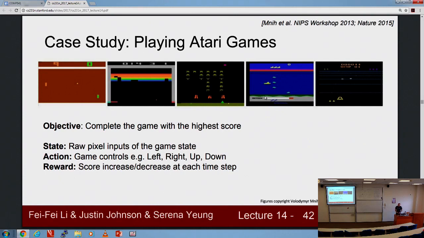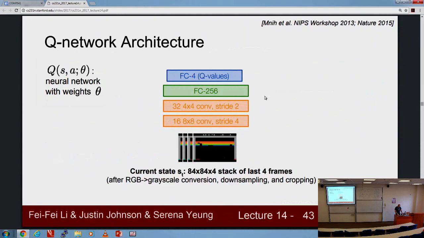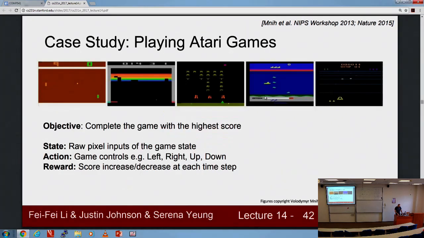I guess the work that made deep Q learning famous is the Atari problem, where we learn how to play Atari starting from raw pixels. Has anybody seen this work before? Okay, so let me describe the problem and the model, and then I'll show a little video.